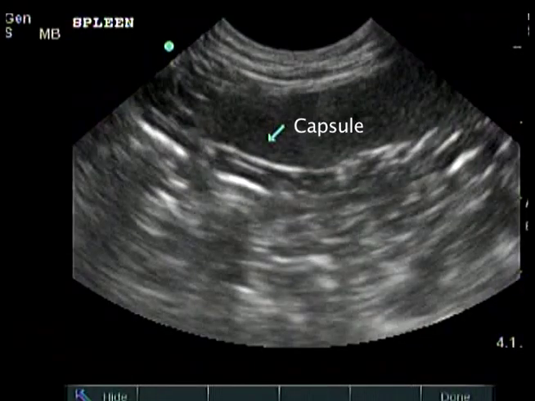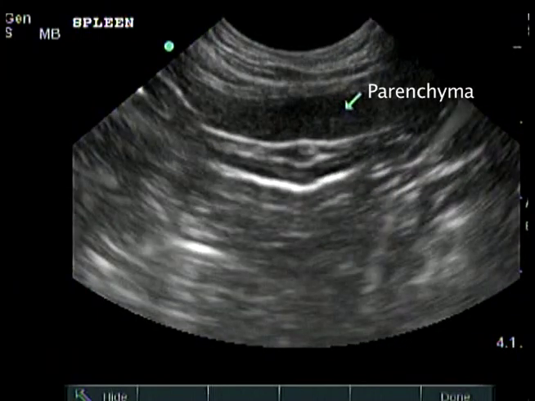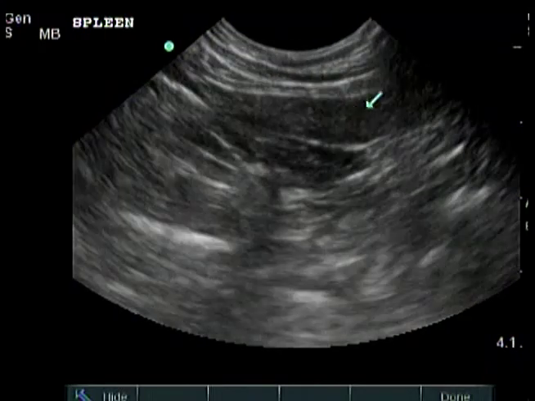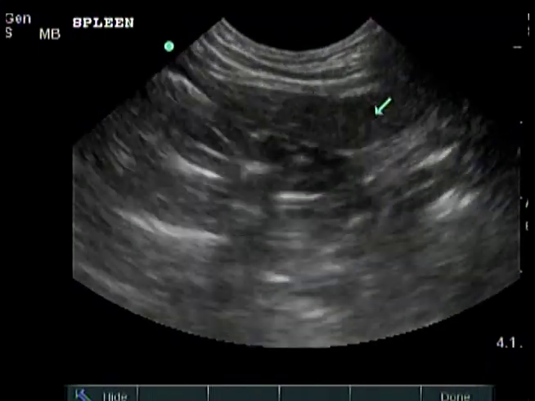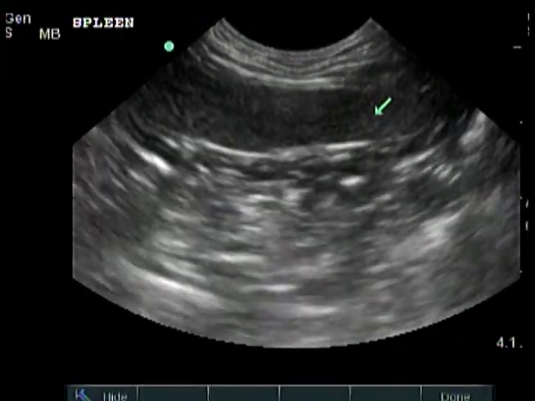The capsule is a thin, smooth, hyperechoic line. Parenchyma is homogeneous and slightly more echogenic than normal liver parenchyma or normal renal cortex. Surrounding omental and mesenteric fat is generally hypoechoic.